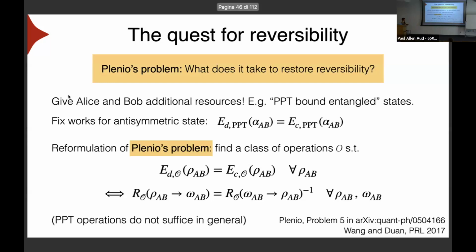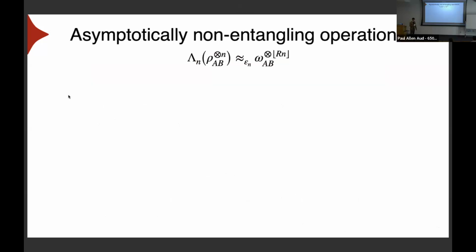Spoiler alert, the PPT operations don't suffice in general. They were conjectured to suffice for a long time, also by Plenio himself in the first formulation of the problem, but Xin Wang and Runyao Duan showed in 2017 that this is not the case. So you have to look elsewhere. Fernando Brandão and Martin Plenio looked at this problem closely, and they came up with a possible framework to fix this whole problem, a set of so-called asymptotically non-entangling operations.